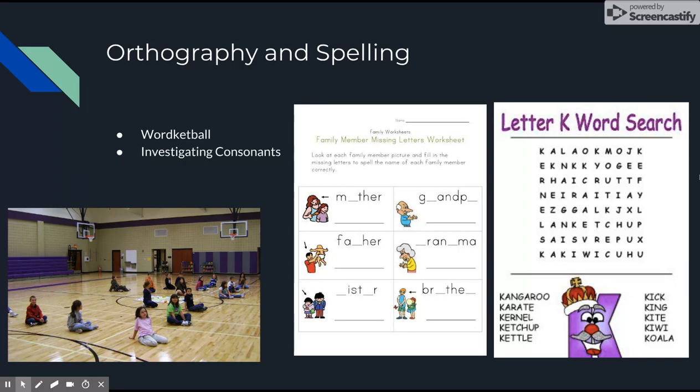Again, this is really fun and a way to incorporate maybe group or partner work, which is also really great for ELLs. So this would incorporate speaking, listening, and writing.